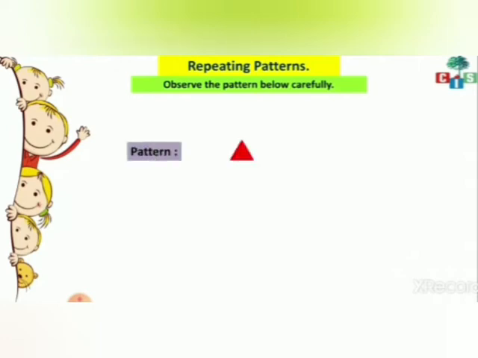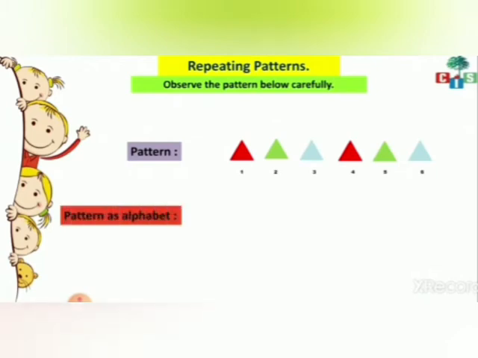Pattern. This is a triangle shape. So if you look at this, it is in red, then green, blue. Again red, green, blue. So this is a pattern. This is a pattern in a shape. Right? Now, pattern as alphabet. A, B, C. A, B, C. Again it will be repeated. A, B, C. It's a pattern.